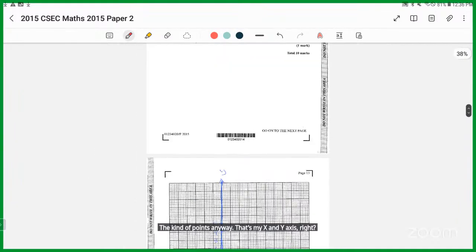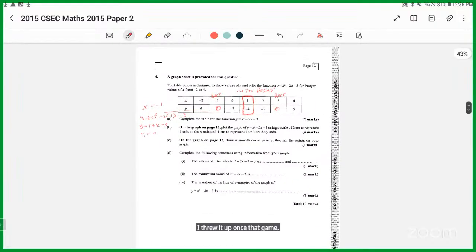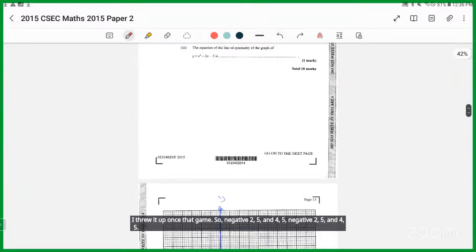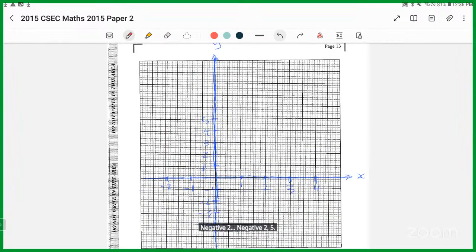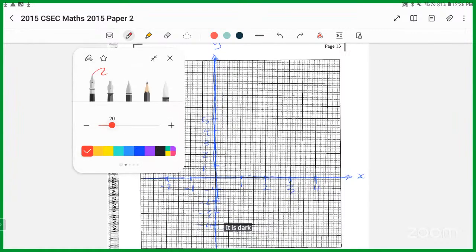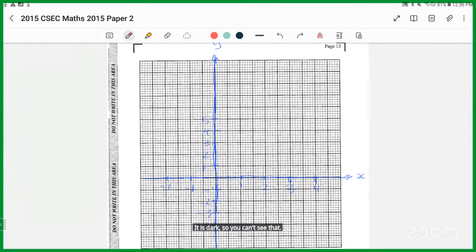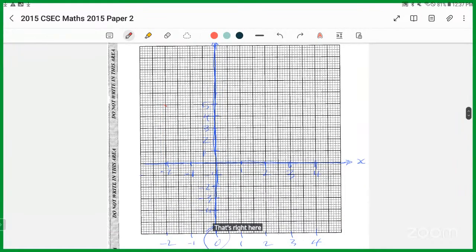What are the points again? So negative 2, 5, and 4, 5. I'll make it darker so you can see it thicker. So negative 2 up to 5, that's right here. And 4, 5, up to here. That's 2 points so far.